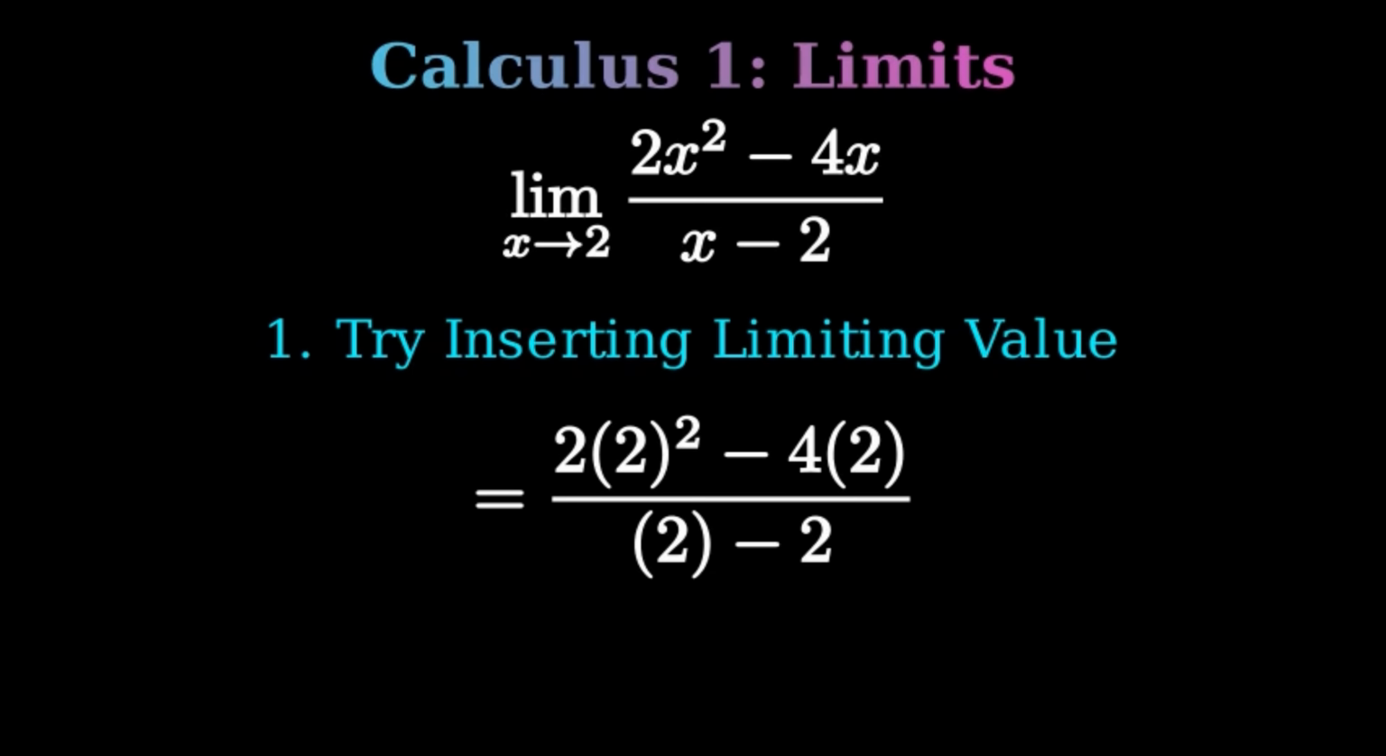What do we do? The 2 squared is 4. 4 times 2 is 8. 8 minus 8 over 2 minus 2. That looks like it's going to give us 0 over 0. That is the indeterminate form. It's not going to fly in this class.